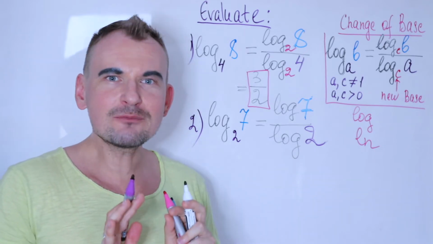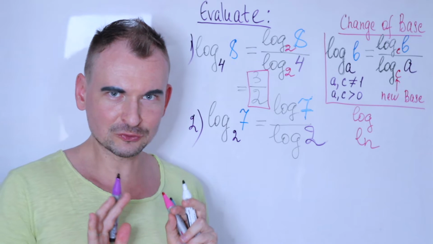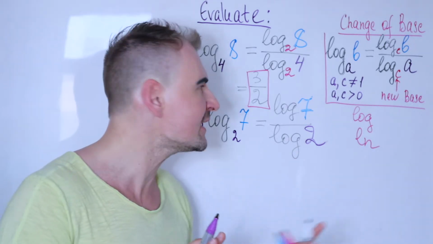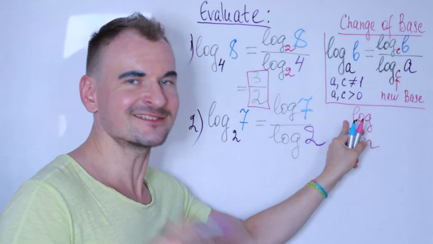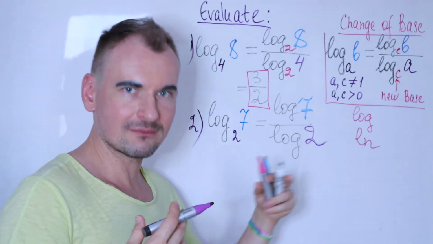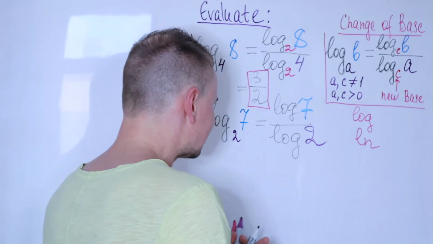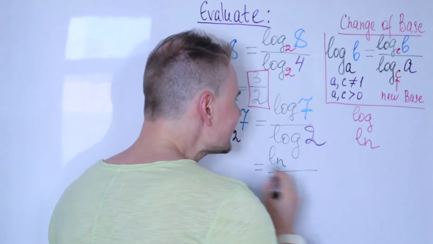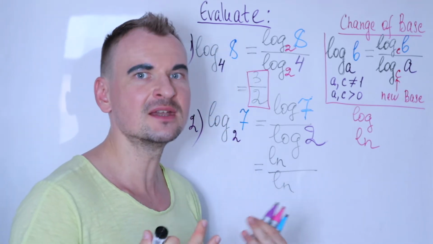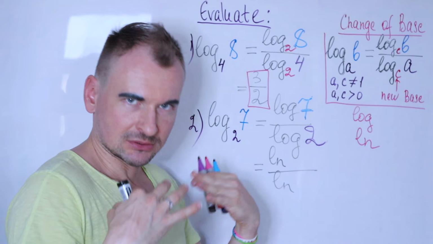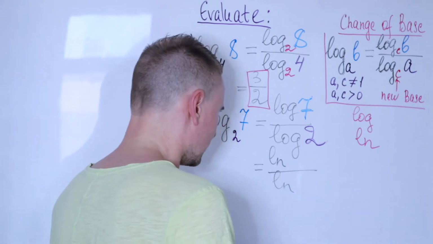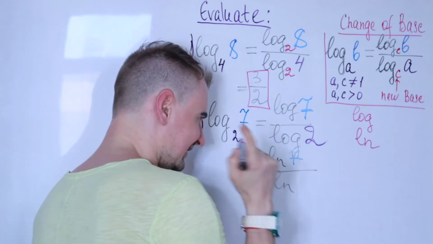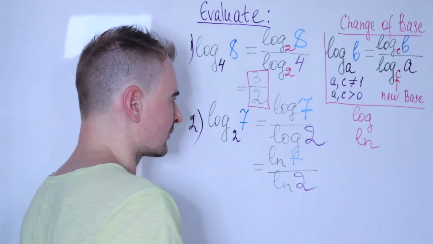Well, the same goes for ln. You could also pick ln. It doesn't matter. You could either pick log to the base 10, the common log, or the natural log. So in the same way, you could pick ln, so e is to be the base for your logarithm. And 7 goes on top, and the old base, let's call it, goes on bottom.